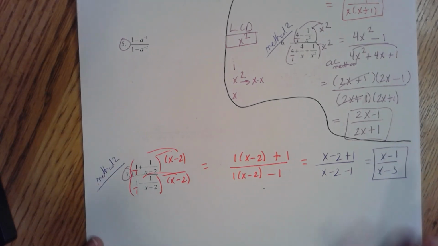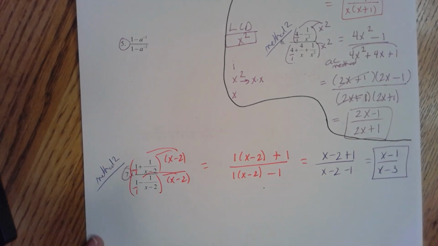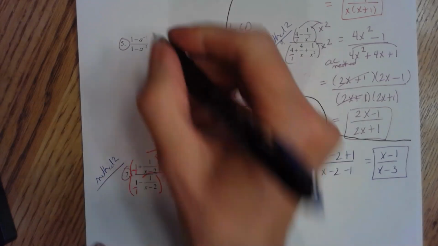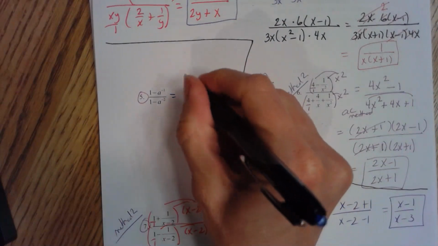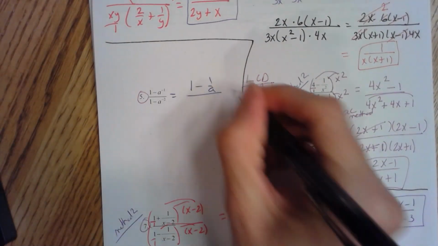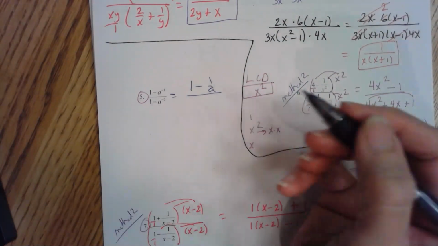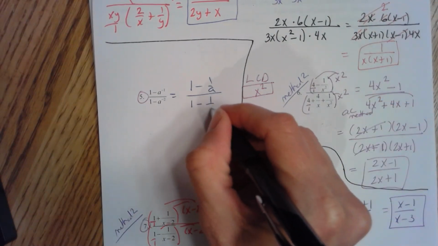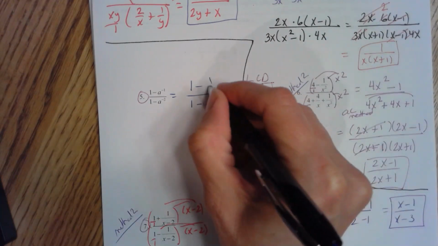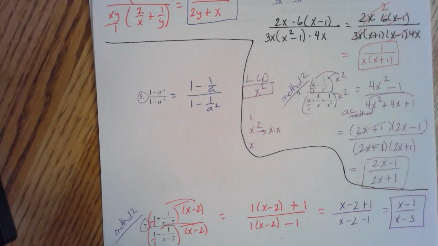Now number 5, a little bit different, is that we have a to the negative 1. If you remember back to the previous sections, a to the negative 1 is just really 1 over a. We can't take it all the way to the denominator because of that subtraction sign. So then a to the negative 2 is really 1 over a squared. So we end up with 1 minus 1 over a, all over 1 minus 1 over a squared.